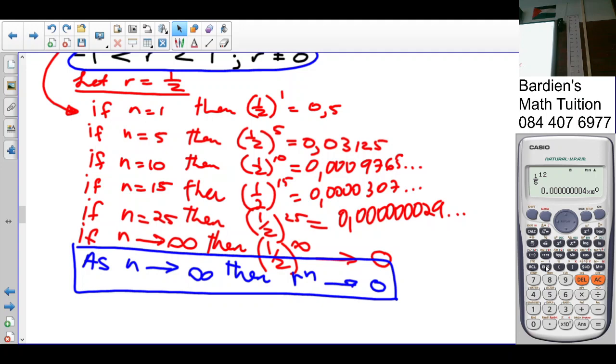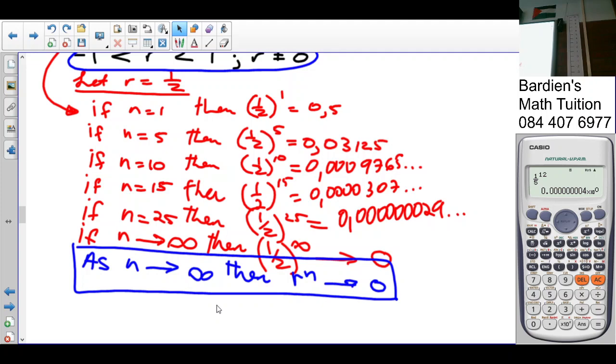As that exponent increases, that number will actually approach 0. And that's why we say that this r to the n will, what did we say? Converge. What does converge mean? It tends to a number. It tends to 0 in this case. Does it make sense, people?